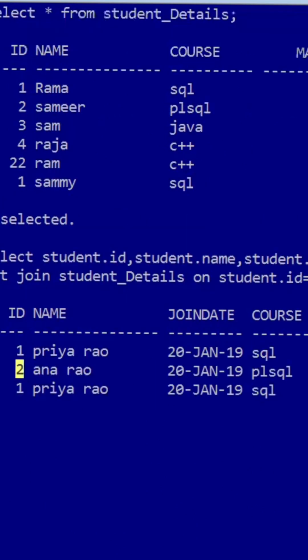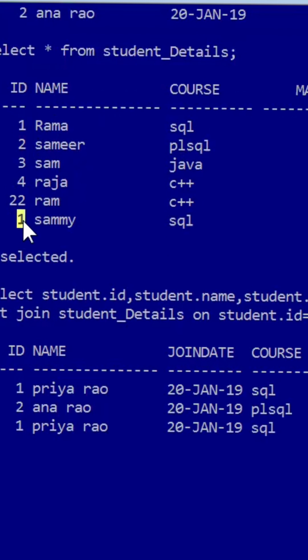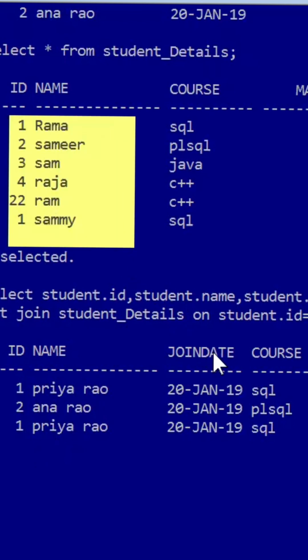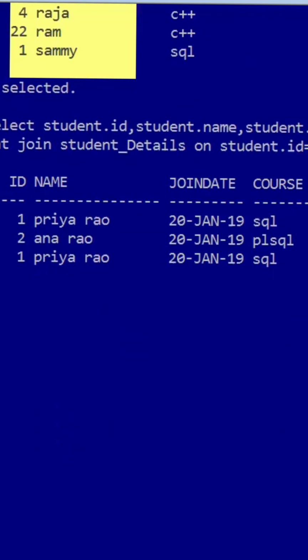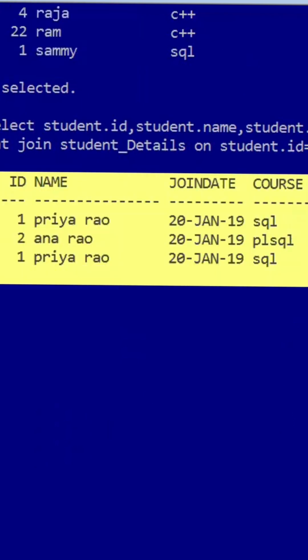And here, 1 is existing multiple times. That is the reason it is selecting 1, 2 times here, though the names are different. So that in detail we'll be seeing in some other video why it is happening so like that and how we can avoid that. So this is how we can select data from multiple tables. So you can see ID, name, join date coming from student table, whereas course coming from the second table, that is student details table.